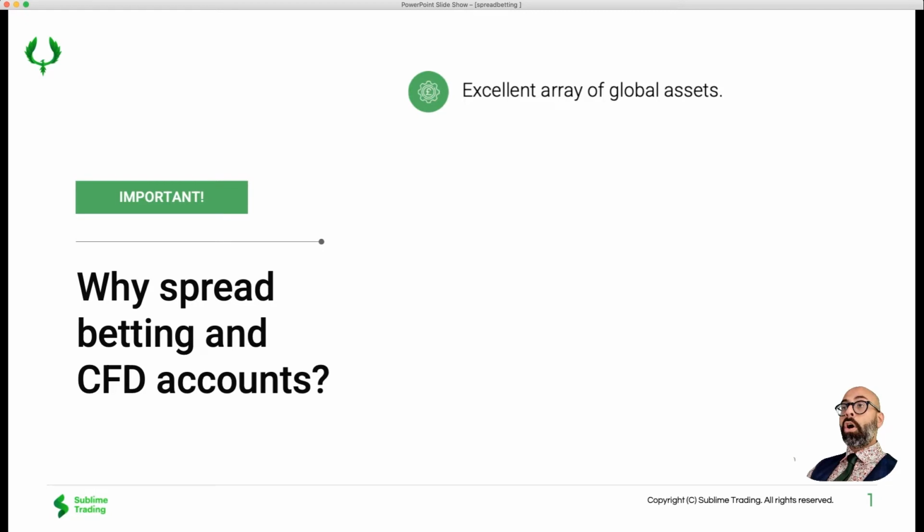The place to start is by having access to all of those potential assets you could invest in. If a broker account is limiting you, then you may want to reconsider that broker account. So we want a good broker account, and there are a couple that we use here at Sublime Trading, some very, very good broker accounts that we recommend to our members that offer every single potential asset that we could invest in. So there's absolutely no limit. So that's one of the first places to start. An excellent, good spread betting and CFD accounts have an excellent array of global assets.